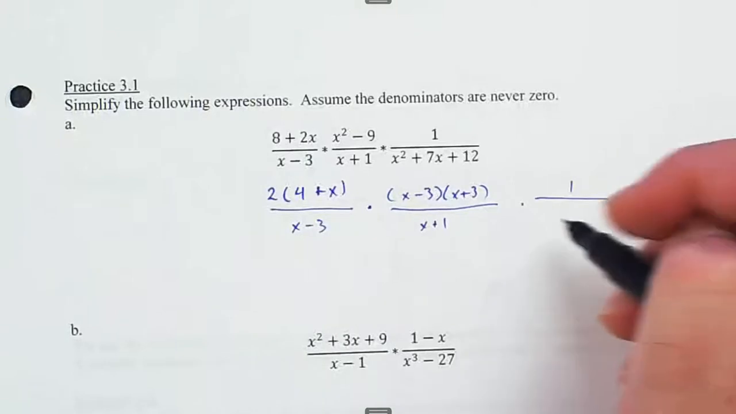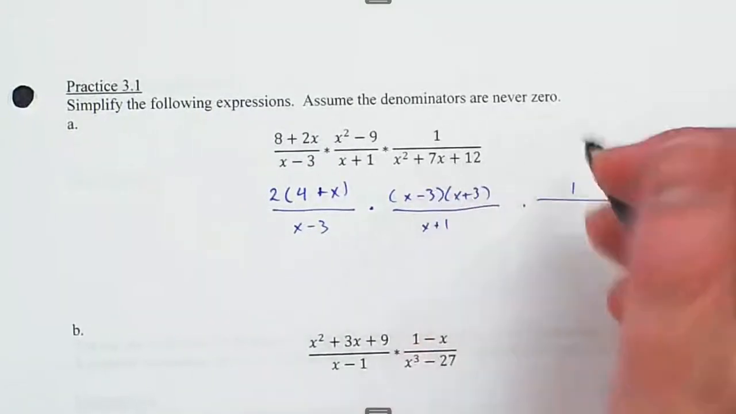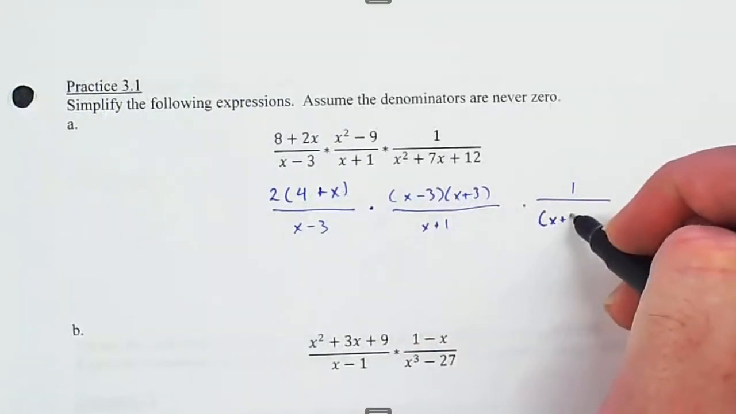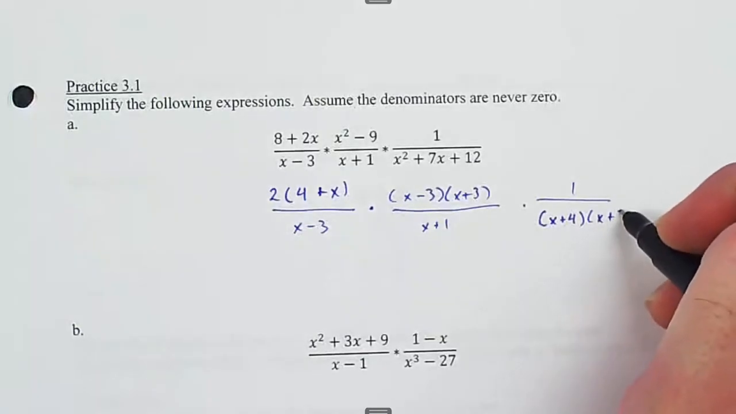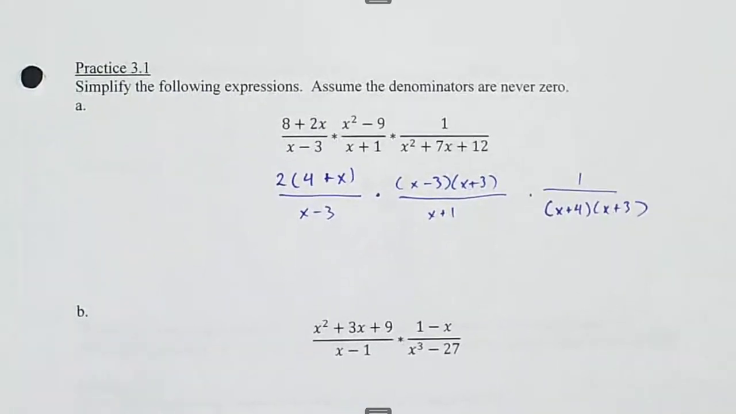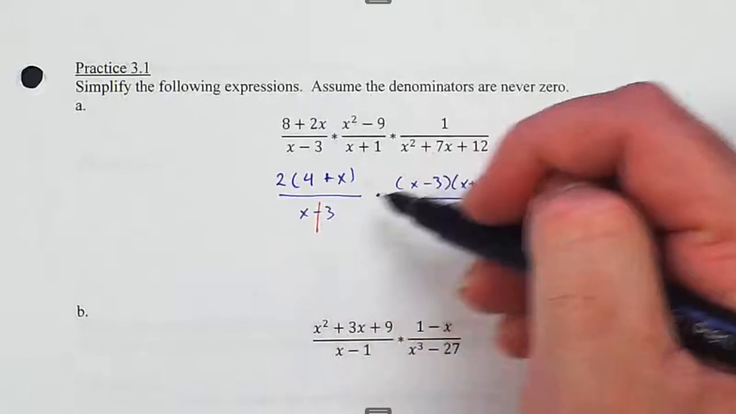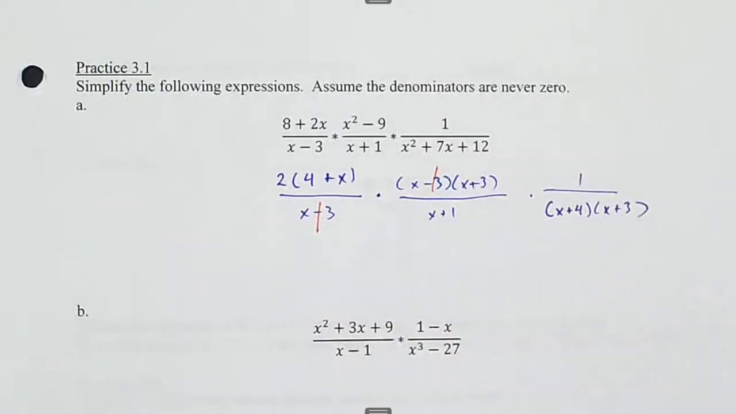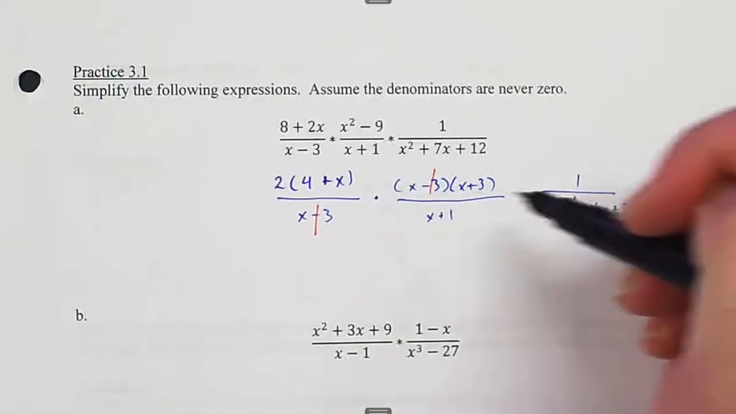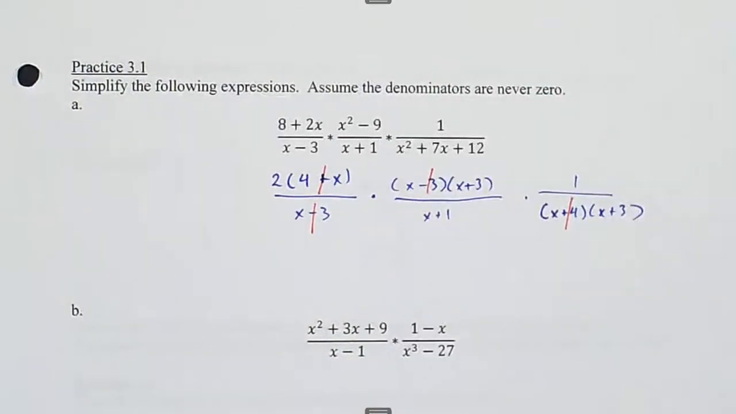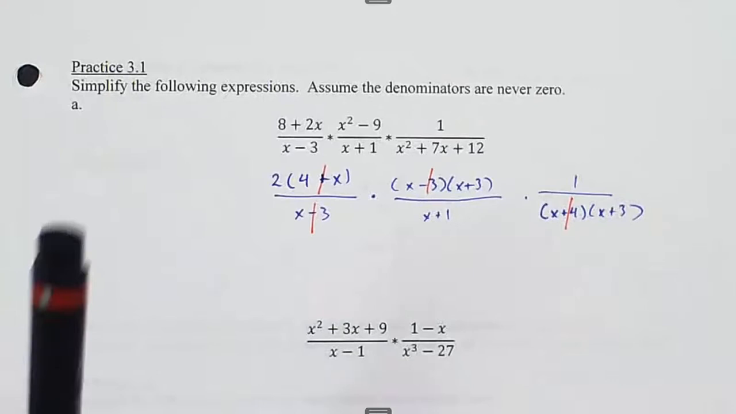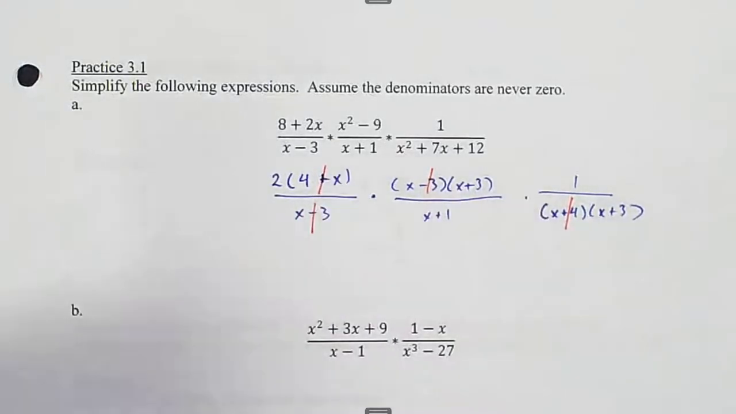And then two numbers that multiply to 12 and add to 7 are 4 and 3. So x plus 4 and x plus 3. Now we get to reduce. x minus 3 reduces with x minus 3. The x plus 4 and 4 plus x are not opposite factors. To be opposite factors, there would have to be a minus here and here.